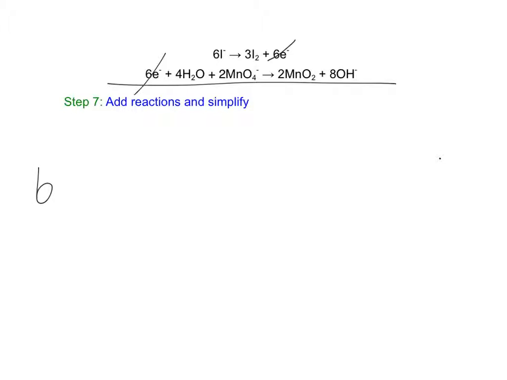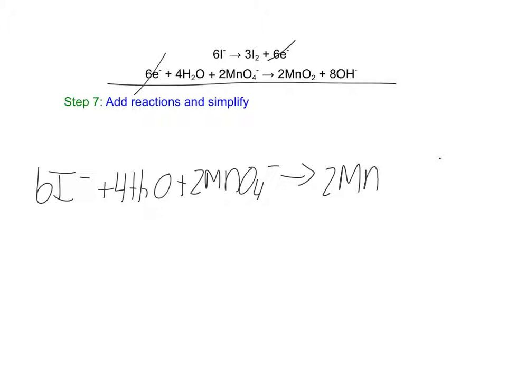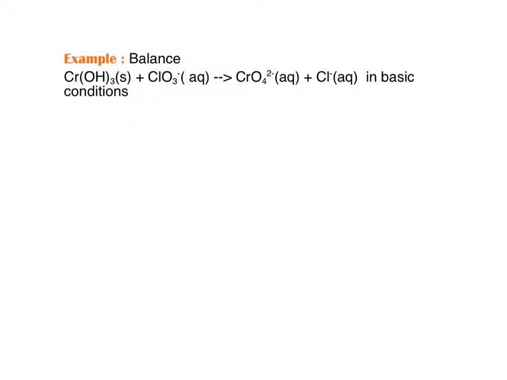Add them up. So 6I minus and 4 waters and 2 MnO4 minus makes 2 MnO2, 8 OH minus, and 3 I2. That's it. So attempt this one on your own here, guys. Pause it, and I'm going to solve it for you here.